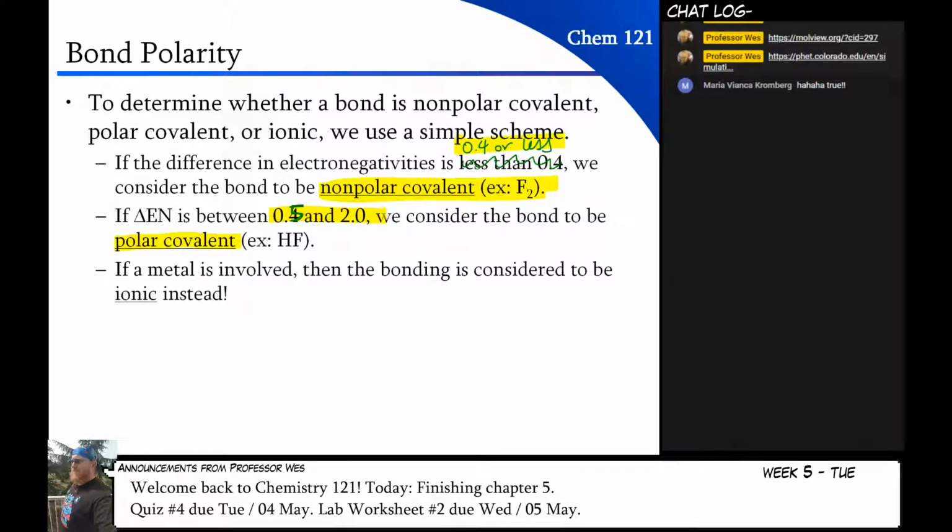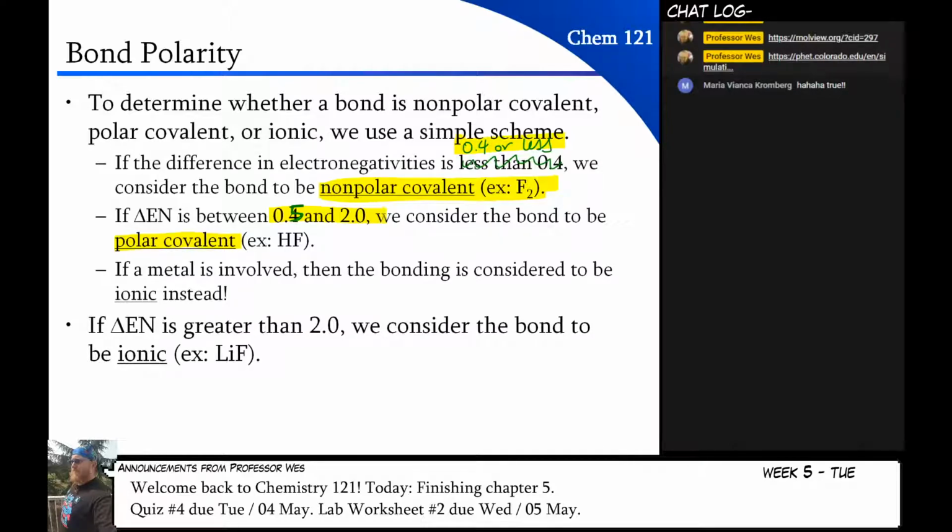So if I have a difference in electronegativity of more than 0.4, so 0.5 or higher, all the way up to 2, then the electrons are shifted towards the electronegative element. They're still shared, but they're just shifted. And then finally, if the difference is just greater than 2, then what ends up happening is that the electrons are pushed so far over towards one atom that they're essentially just taken.